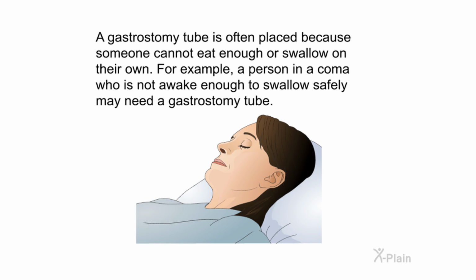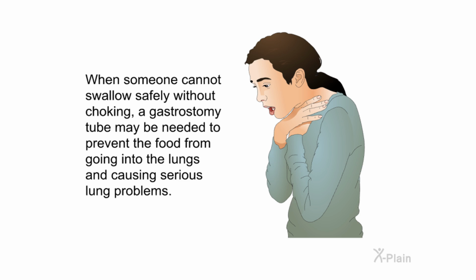Indications. A gastrostomy tube is often placed because someone cannot eat enough or swallow on their own. For example, a person in a coma who is not awake enough to swallow safely may need a gastrostomy tube. When someone cannot swallow safely without choking, a gastrostomy tube may be needed to prevent the food from going into the lungs and causing serious lung problems.